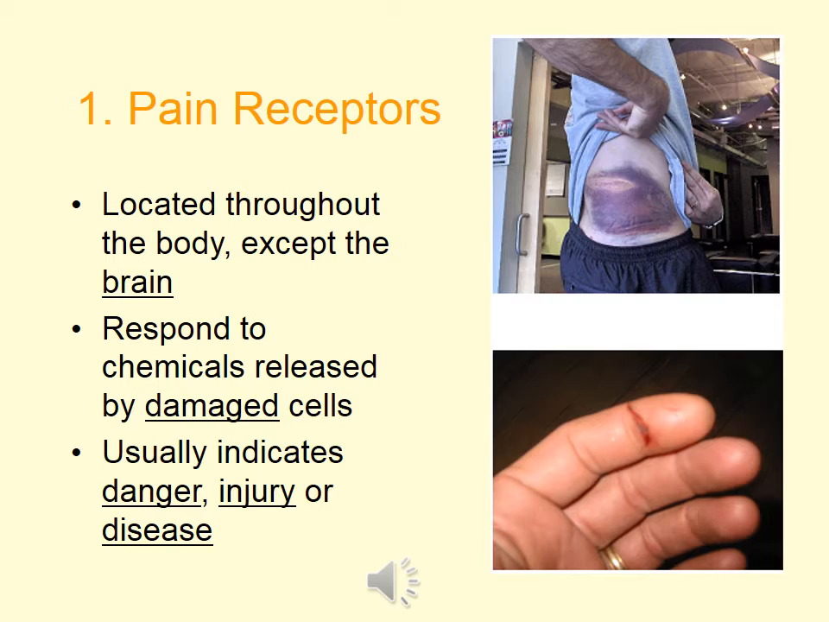Okay, and what these do is that the pain receptors respond to chemicals released by damaged cells. That means that there's damage to the cells, so they usually indicate danger or injury or disease. These are really good things because when you're injured and you have a cut or a bruise, you try to keep off of it. You don't touch it, and that prevents further damage to your body. So it's actually a good thing to feel pain.